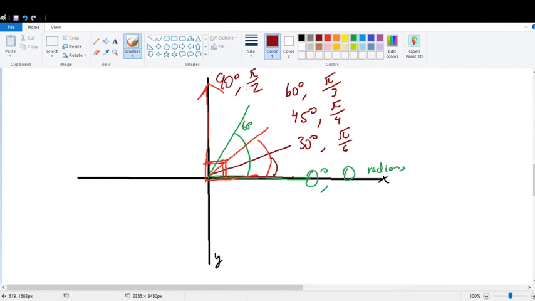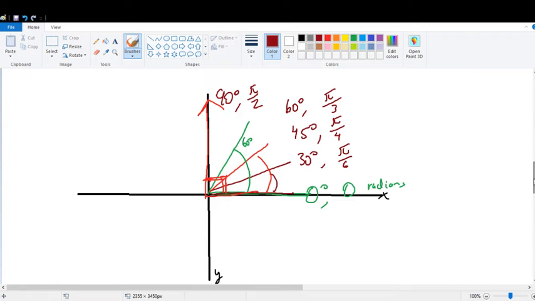So I can keep doing this all over, but there's a shortcut in which I can obtain those numbers. If you remember these 4 right here, 30, 45, 60, 90, and remember the radians, we can figure out the rest of them, because everything else will be a multiple of 30, a multiple of 45, a multiple of 60.